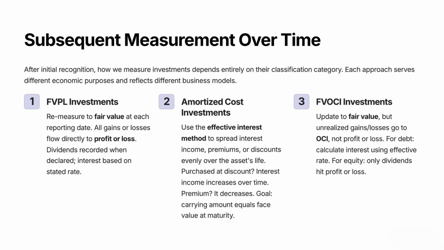For investments at amortized cost, we use the effective interest method. This spreads interest income, premiums, or discounts evenly over the life of the asset. If the investment was purchased at a discount, interest income increases over time. If purchased at a premium, it decreases. The goal is to ensure the carrying amount equals the face value at maturity.